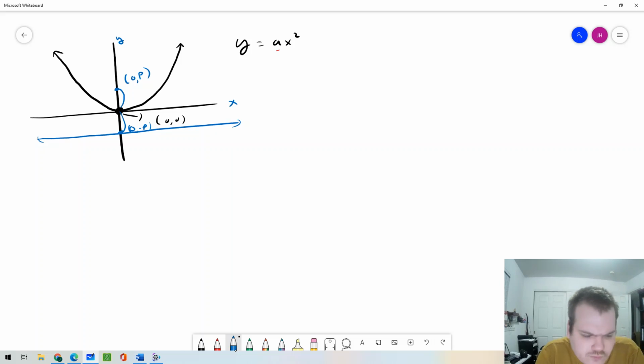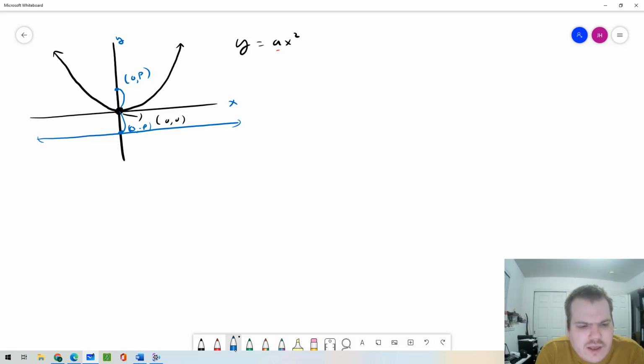Now, we're looking at the vertex. The vertex is always right between the focus and the directrix. That's an important concept. So if I find one distance, I can find the other distance pretty easily. It's always going to be adding that distance from both sides to find my focus.